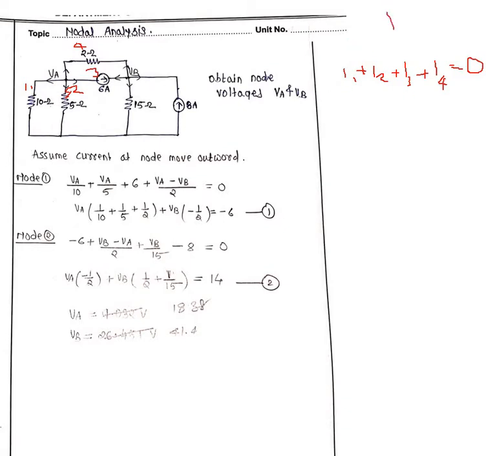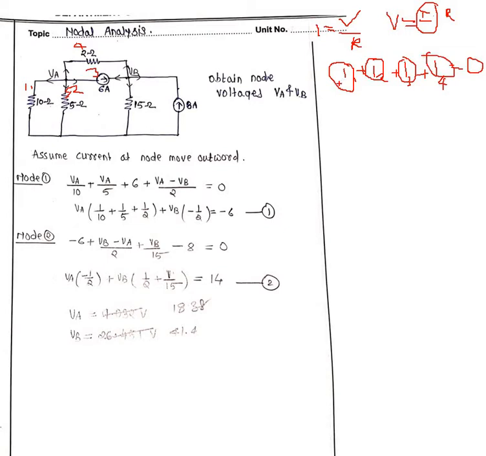Now, what is Ohm's law? Ohm's law says V is equal to I into R. I need only the I value. If I need the I value, what is the formula? I is equal to V by R. Then substitute it in. In all the I places, you substitute the formula: 1, 2, 3, 4.